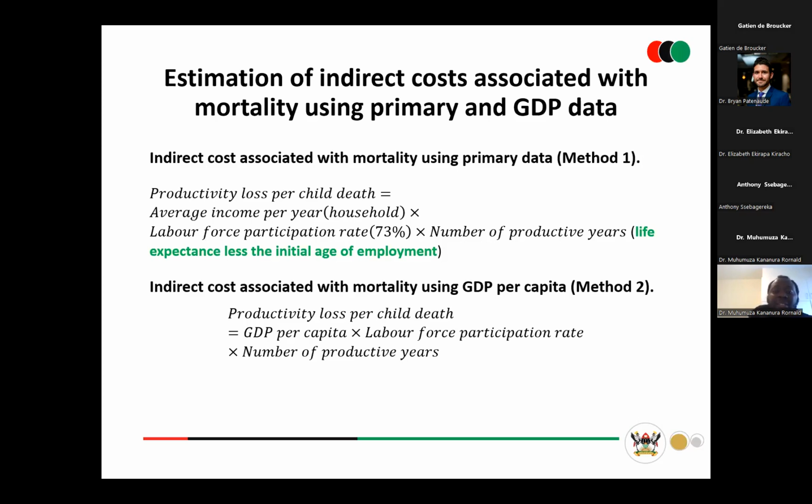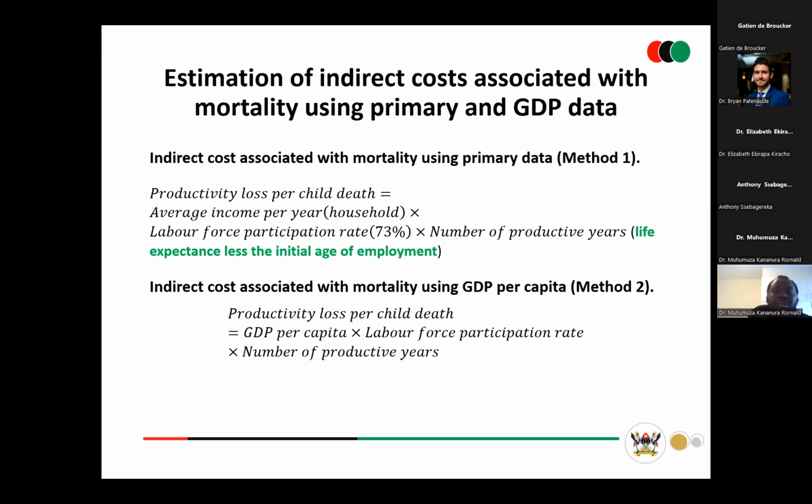The second one is the contribution of rotavirus to the national GDP in economic terms. And we use, of course, different methods. One was based on the primary data that we collected, and then also using the GDP per capita, which in some sense is used to validate our methods. And later, as you will see, the two are aligned.